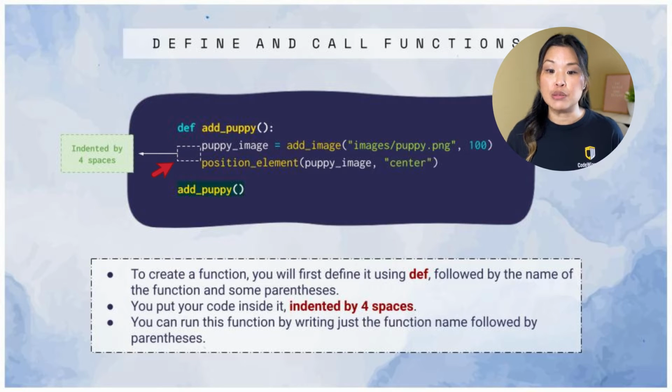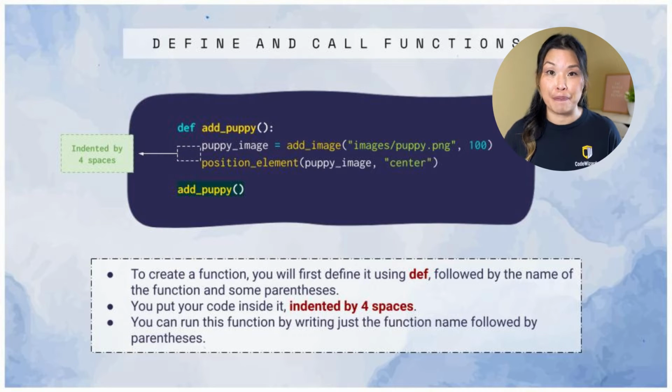So our code here is puppy_image, which we know is a variable, equals the function add_image, and we're going to add an image of puppy.png at size 100. Then we've got position_element, a function that's going to position our puppy image in the center. All right, so there's our function definition.